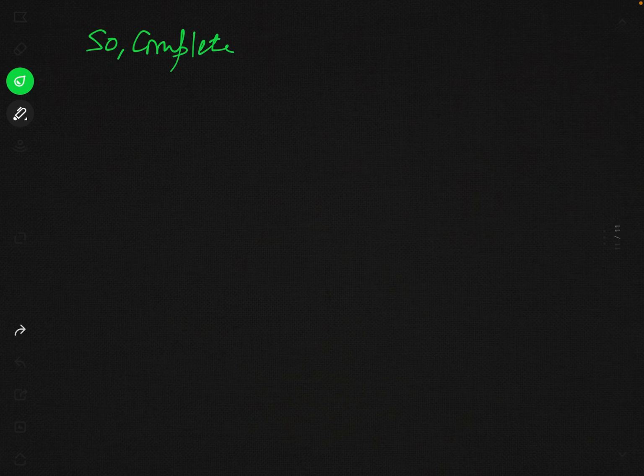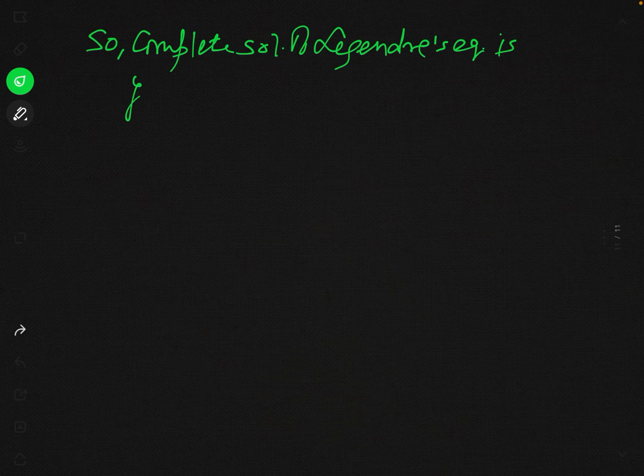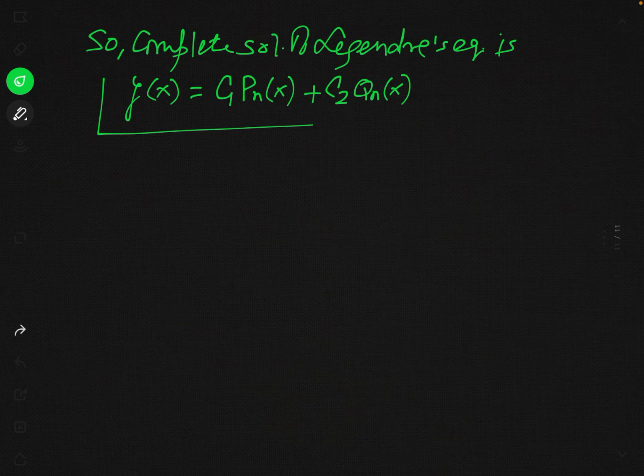So the complete solution of Legendre's equation is, what will you write? If we write y of x, that will be an arbitrary constant c1 into the first solution, that is Pn of x, plus another arbitrary constant c2 into the second independent solution, that is Qn of x. So this will actually be the complete solution.